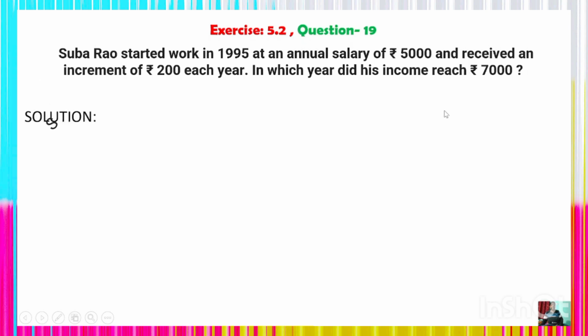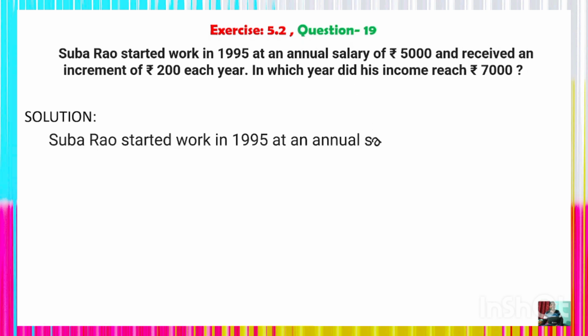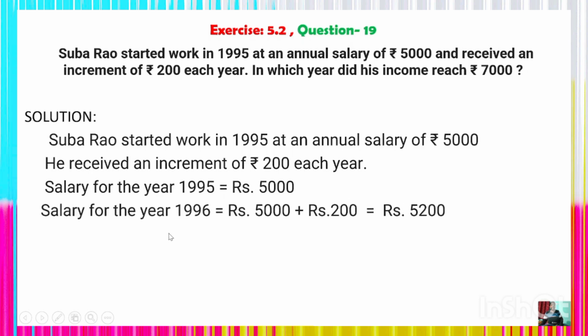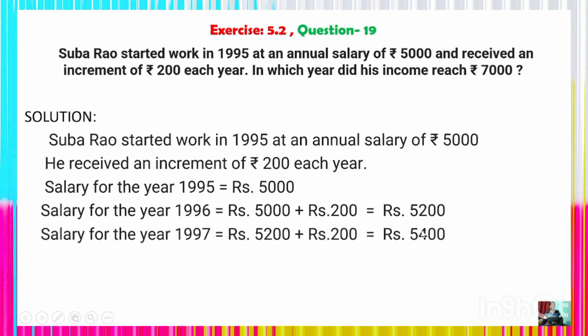Here is the solution. Subbarao started work in 1995 at an annual salary of 5,000 rupees. So he received an increment of 200 rupees. Salary for 1995 is 5,000. Salary for the year 1996 is 5,000 plus 200, which is 5,200. The salary for 1997 is 5,200 plus 200, which is 5,400. Thus we get 5,000, 5,200, 5,400, an arithmetic progression.